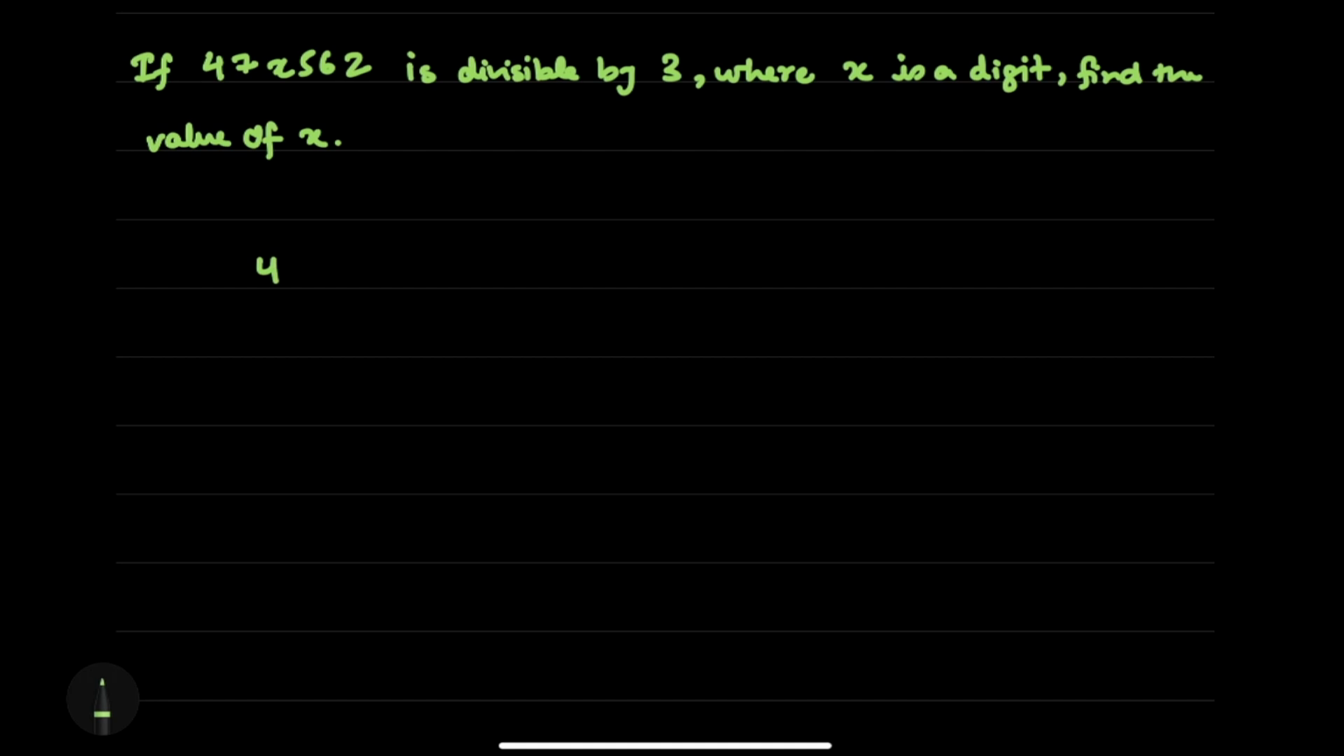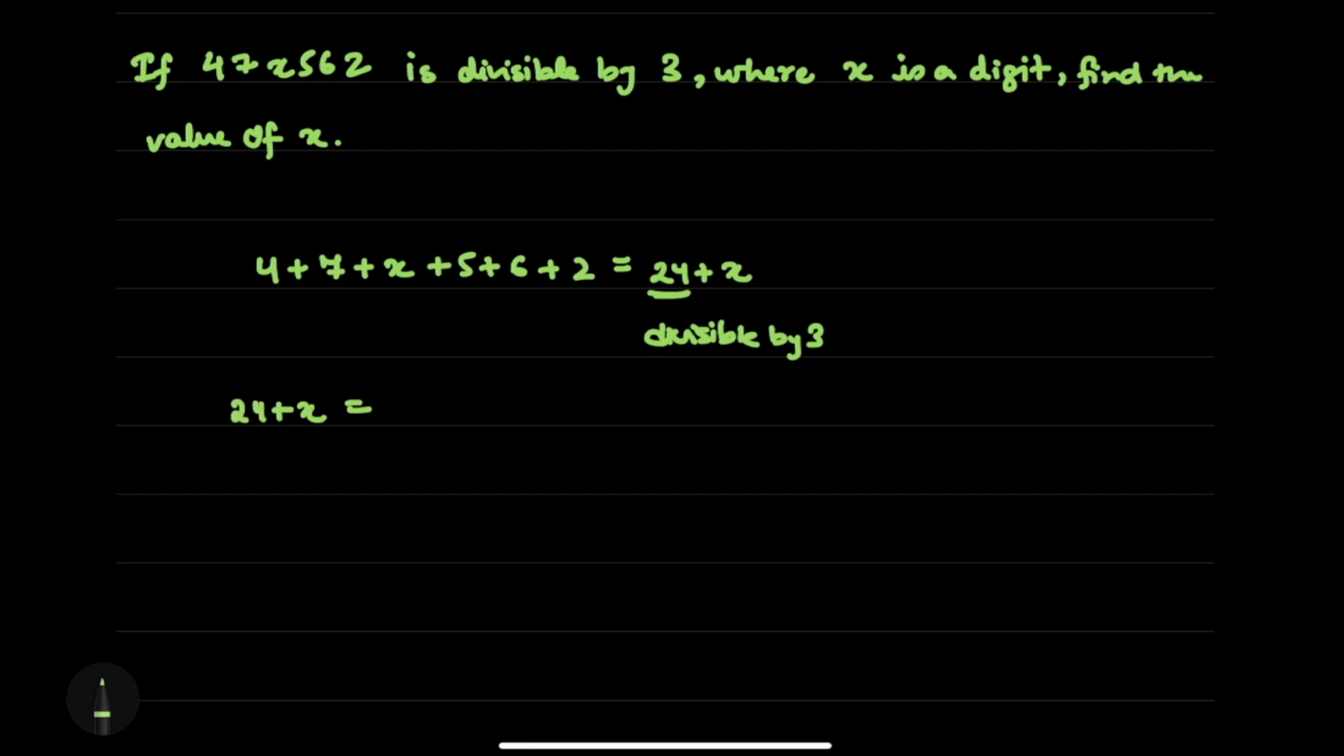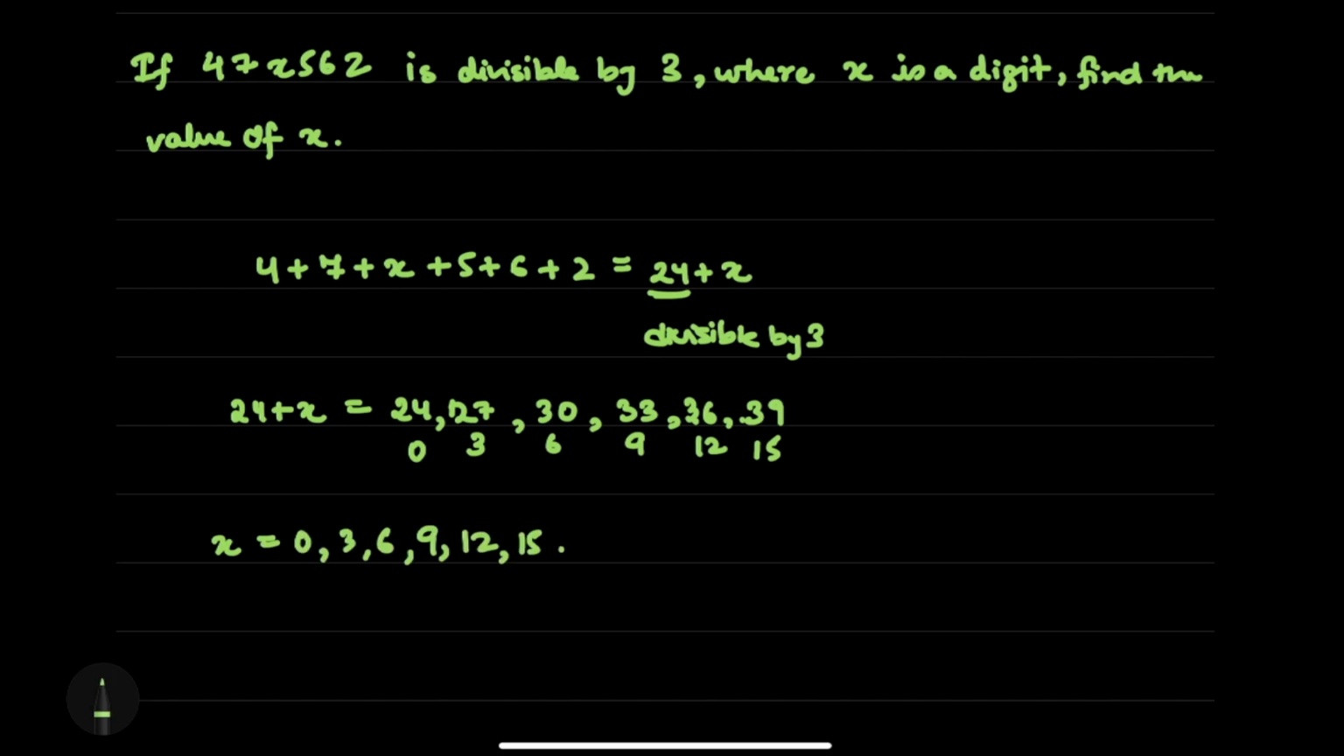So let's take the sum of all the digits of this entire number, and this comes out to be 24 plus x. So we already have 24, which is divisible by 3. So what are the possible values of 24 plus x that can fulfill the divisibility test? So this can again be 24, where x is equal to 0, 27, where x is equal to 3, 30, where x is equal to 6, 33, where x is equal to 9, and so on. We'll just write a few more. So x can be anything from 0, 3, 6, 9, 12, 15, and so on.